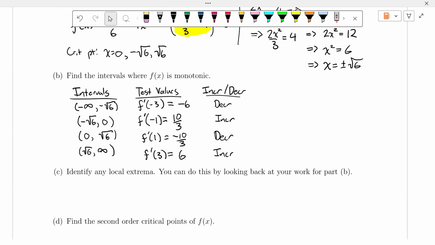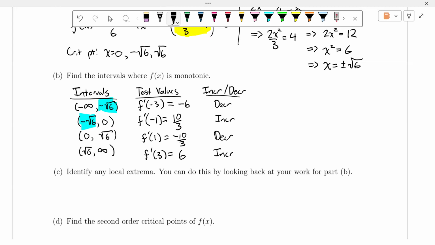Now remember that a local max and a local min can only occur at a critical point. And so the only places where we could have these occur are at -√6, 0, or √6. So let's start with -√6. What sort of thing do we have there? Is it a local max, a local min, or neither? It is indeed a local min.